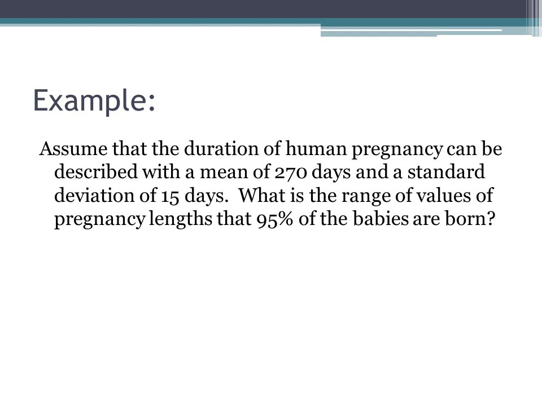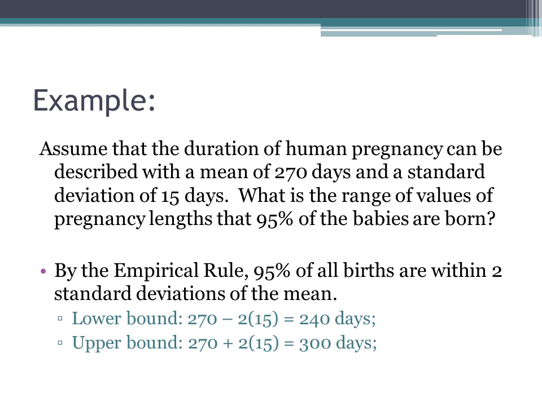Well, by the empirical rule, 95% of the data lies within 2 standard deviations of the mean. So if we take the mean, subtract twice the standard deviation, we'll get the lower bound. If we take the mean and add twice the standard deviation, we get the upper bound. So given the data, we can say that about 95% of pregnancies are between 240 days and 300 days.